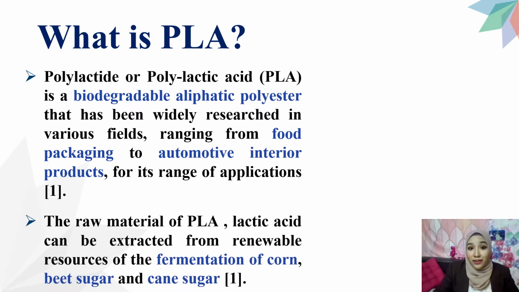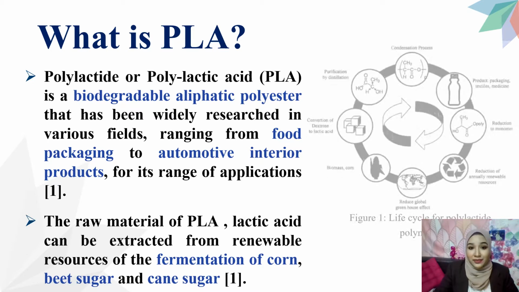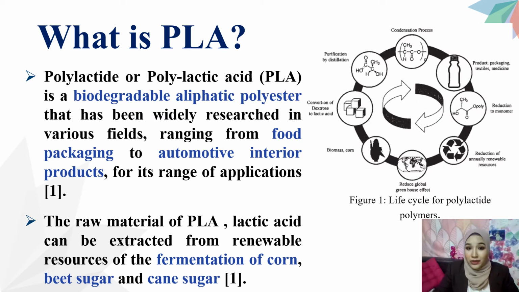The raw material of PLA, lactic acid, can be extracted from renewable sources of the fermentation of corn, beet sugar, and cane sugar. As seen in figure 1, the life cycle of polylactide polymers starts from the raw material, which is biomass and corn, then the conversion of dextrose to lactic acid. Next, the purification by distillation to the condensation process. Then the product is produced for packaging, textile, and medicine use. The use of PLA will benefit the reduction of annually renewable resources and reduce global greenhouse effects.